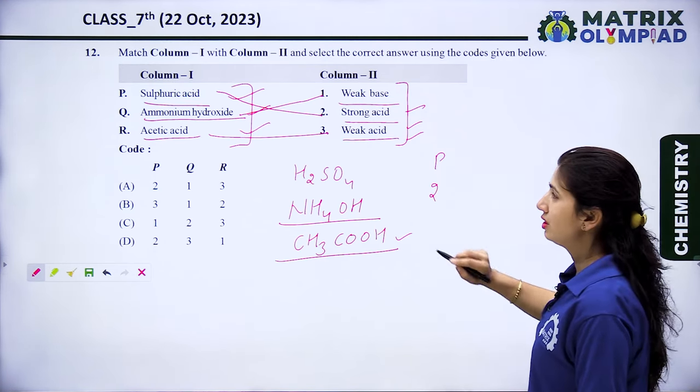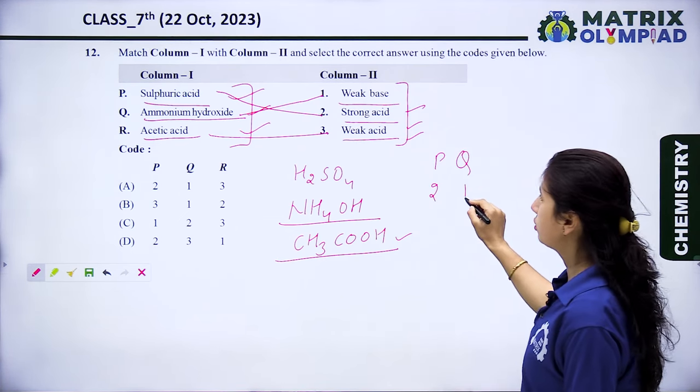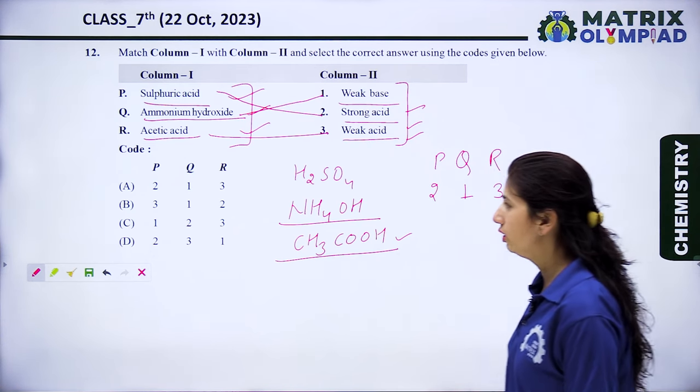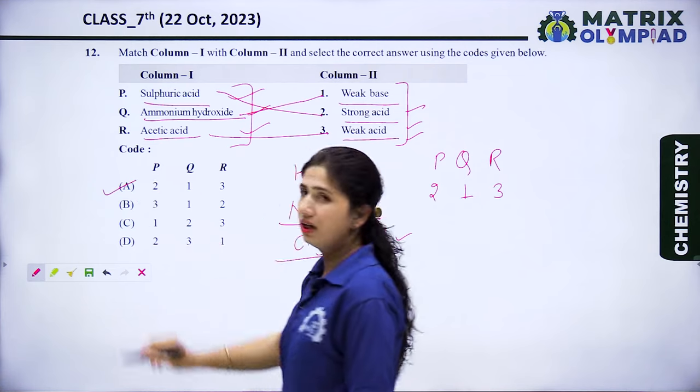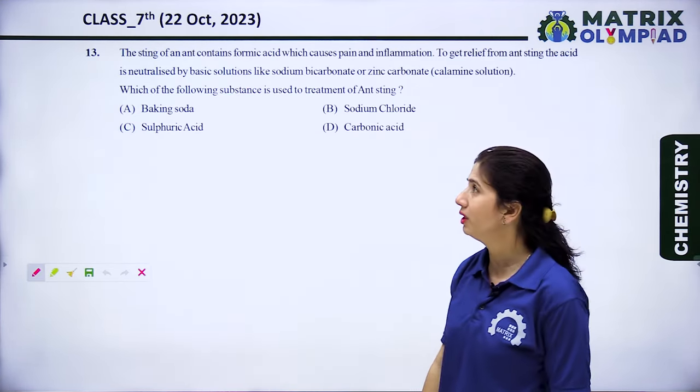P match with second, Q match with first option, and R match with third option. So 2, 1, 3. So option A is the right option. Yes. Now let's see question number 13.